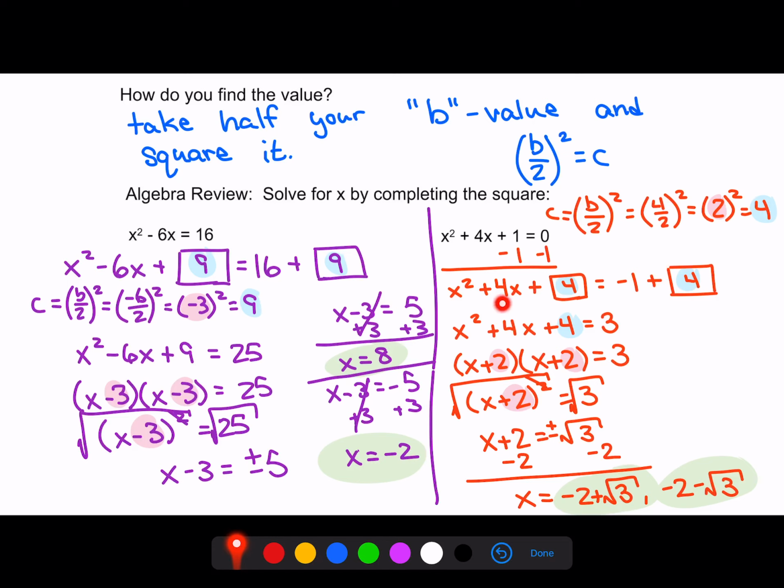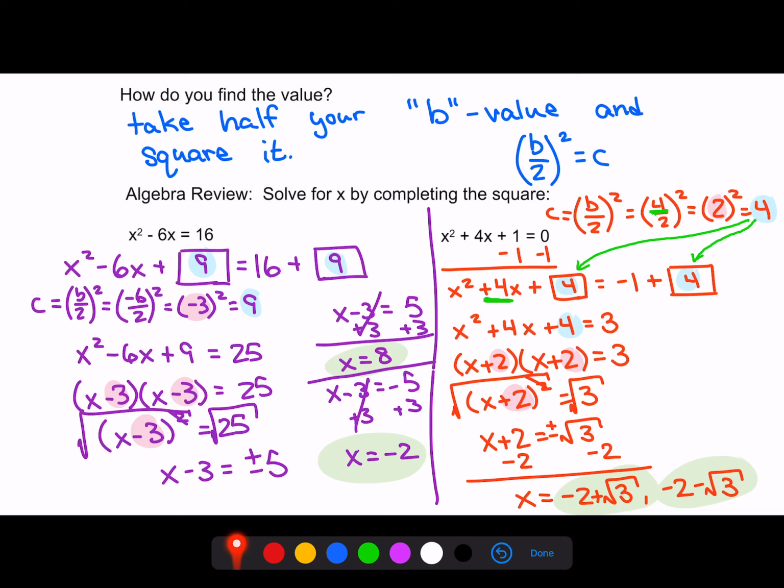Now, I find my new c value to get started. To do that, I take half my b value, which is 4, and half of it gives me 2, and I square it, which gives me 4. So I now put this new 4 in for both my blanks. From here, we're left with x squared plus 4x plus 4. Again, I just brought this down. And on the right side of my equation, I combine like terms. 4 plus -1 gives me 3.